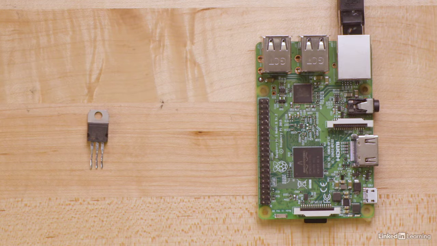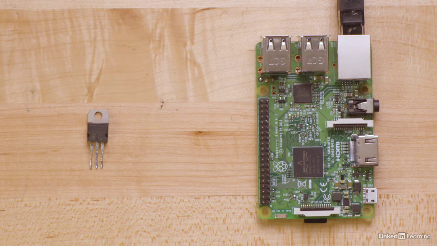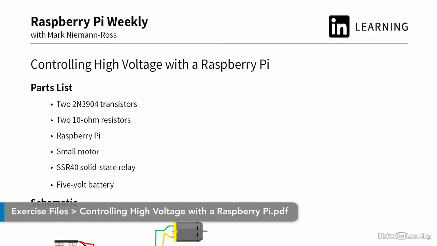A transistor is a semiconductor device that allows a small current to control a large current. Perfect for what we need. And I recommend watching Use a BJT Transistor as a Switch from the Electronics Foundation: Semiconductors devices in this library. There is a complete parts list included as a handout in the example files.